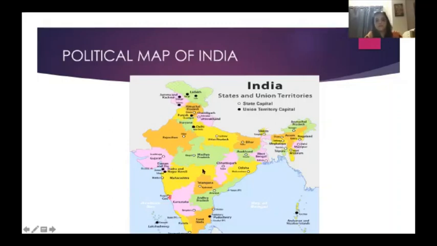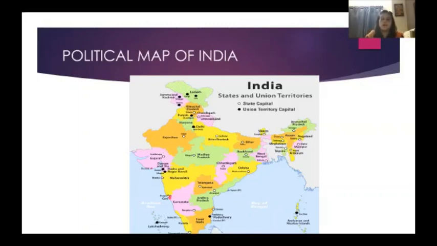And children, there is an interesting thing about the map of India. Can you tell me how many states and union territories are there in India? If you are wondering how many states there are in India in 2020, the answer is 28 states and 8 union territories, children. It's not 29 states and 7 union territories. In 2020, it is 28 states and 8 union territories.